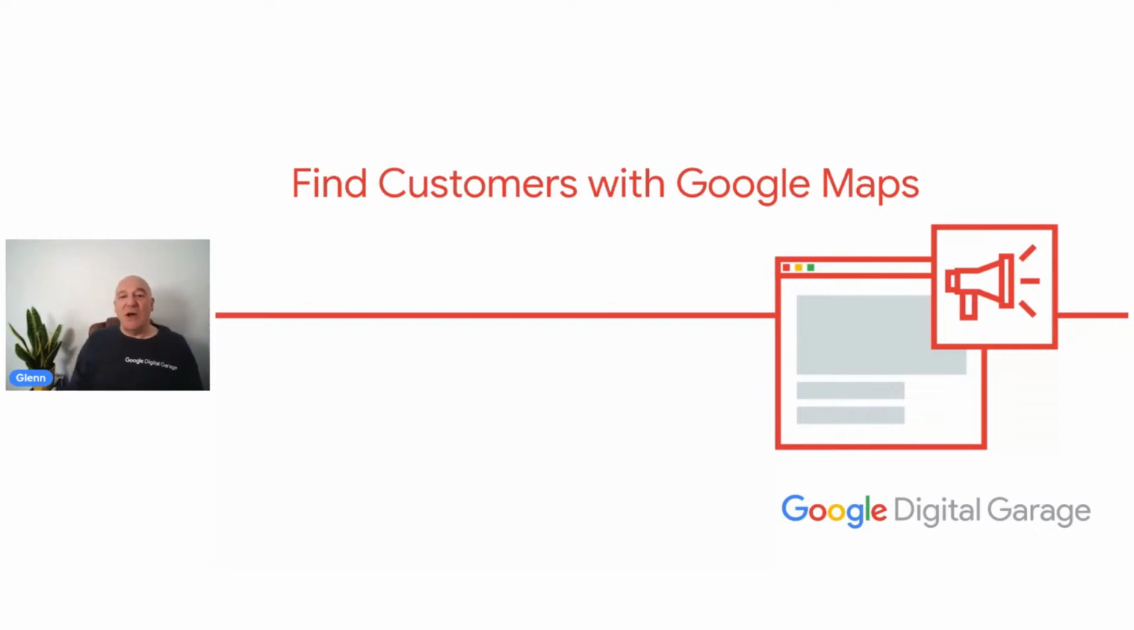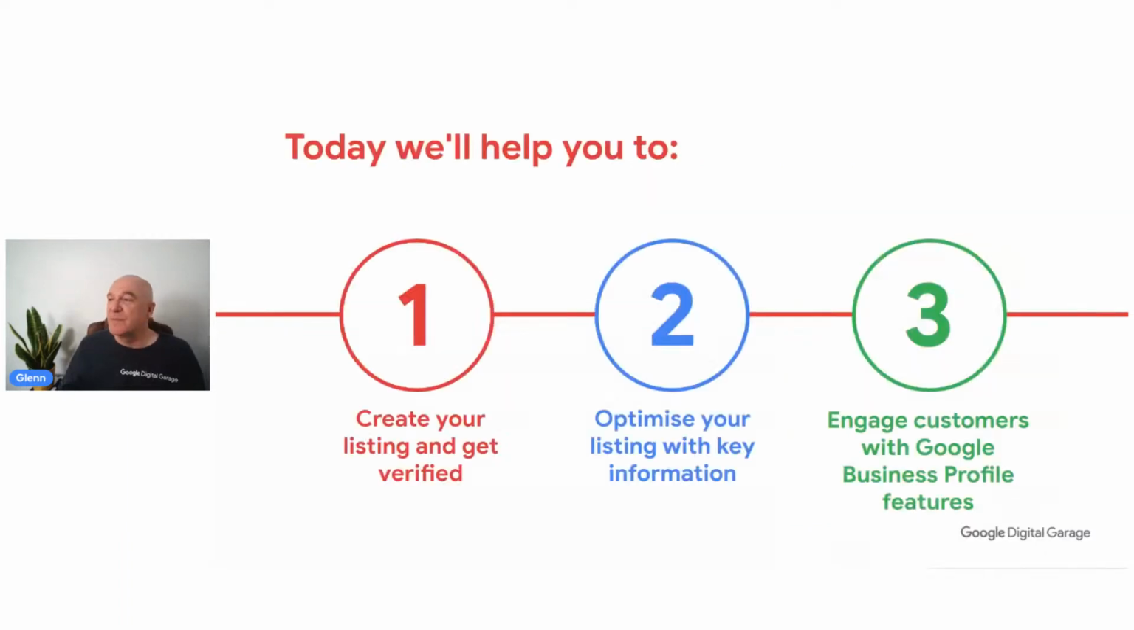Okay. I think it is time to get going. Let's have a look at what it is that we're going to be covering today in this session. As you can see from the screen there, we're going to be breaking this down into 3 individual areas. We're going to be looking at getting our listing together and getting ourselves verified, so we've got a live profile up and running to help us with our local SEO, the steps that we're going to need to do that.